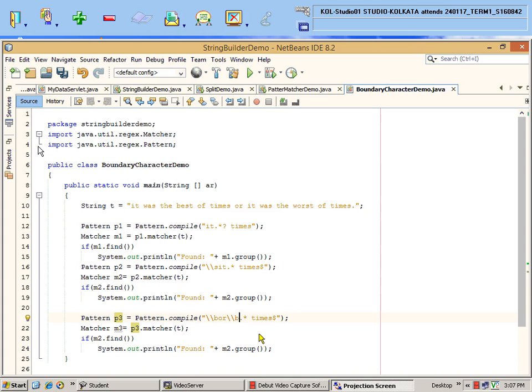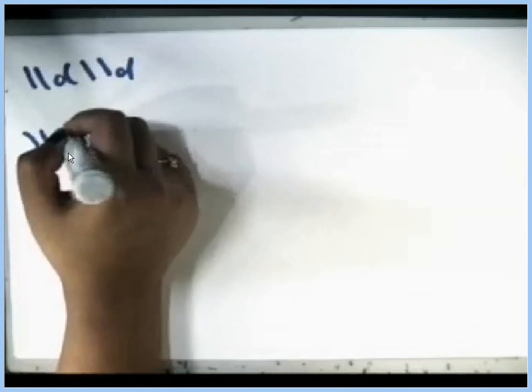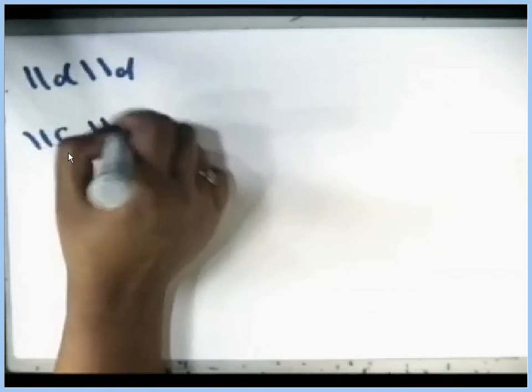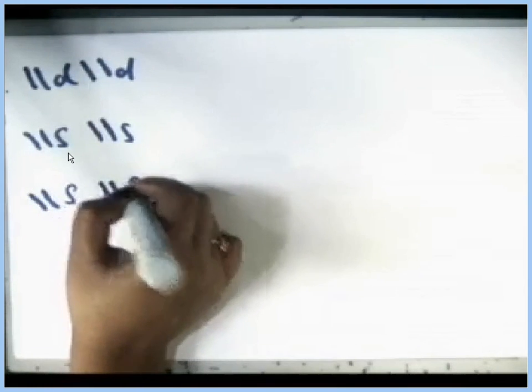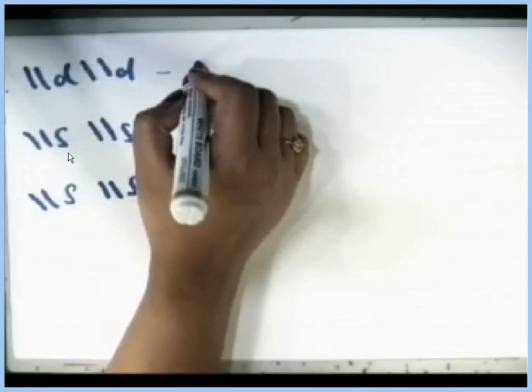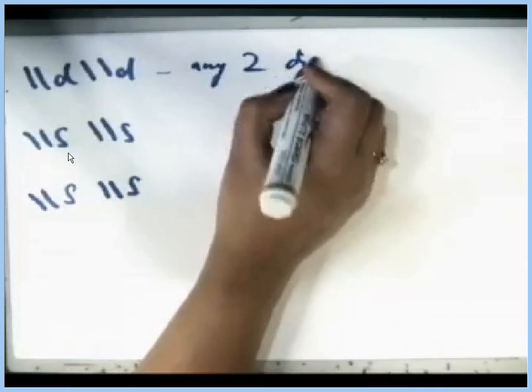There are a few more predefined characters which you have to use. Double slash D, double slash s, double slash capital S. Double slash D means find any 2 digits.